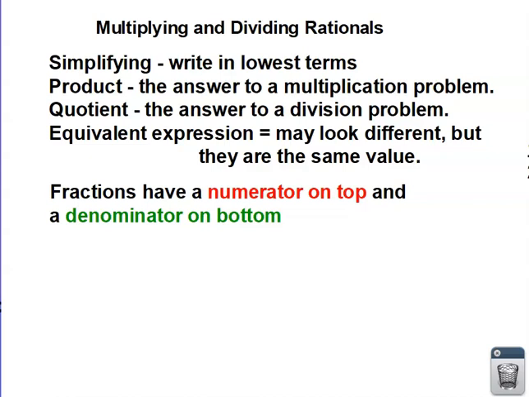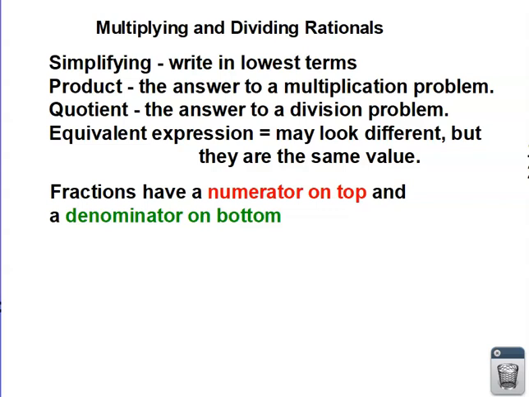This lesson covers multiplying and dividing rationals. You may want to stop the video and go ahead and copy these specific terms. These terms will show up a lot in these kinds of problems. Simplifying just means to write into lowest terms. A product is the result of a multiplication problem. A quotient is the result of a division problem.